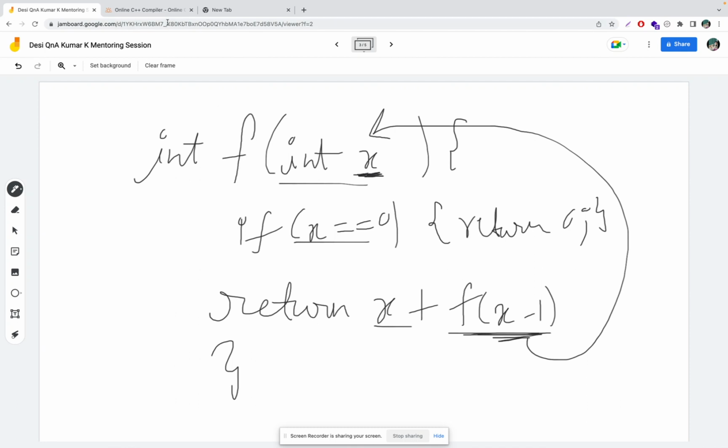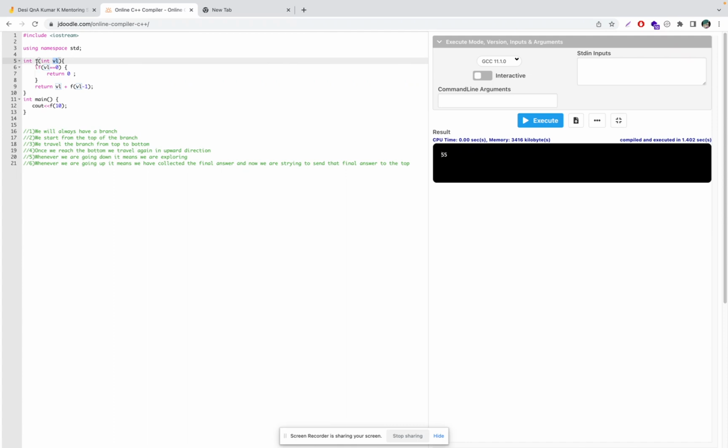As soon as the program reads f of 10, what is the first condition in the function? If vl equal to 0, return 0. The current value of vl is 10, so this if condition will not be executed, it will be ignored. Then what is written below? Return vl plus f of vl minus 1.